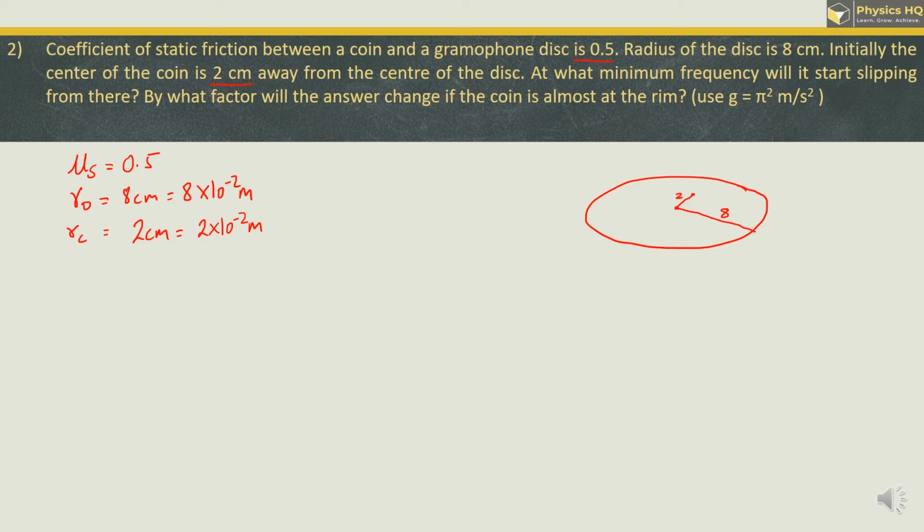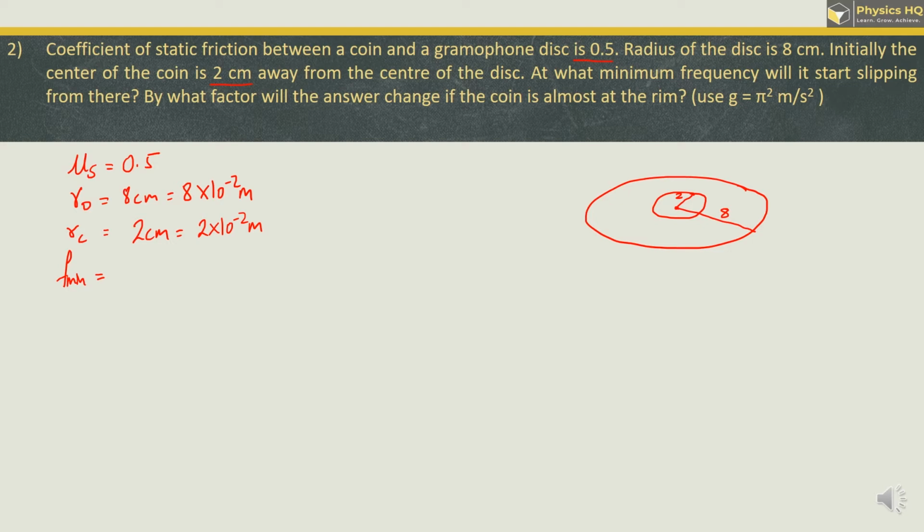At what minimum frequency will it start slipping from there? So we need to find the minimum frequency at which it will start slipping. So this is going around in a circular motion in this path. Now it is going outside, which means there is this centrifugal force. Outward force is called centrifugal force. There are two forces in circular motion: centripetal, which is towards the center, and another one is centrifugal, which is away from the center or outwards from the circular path.